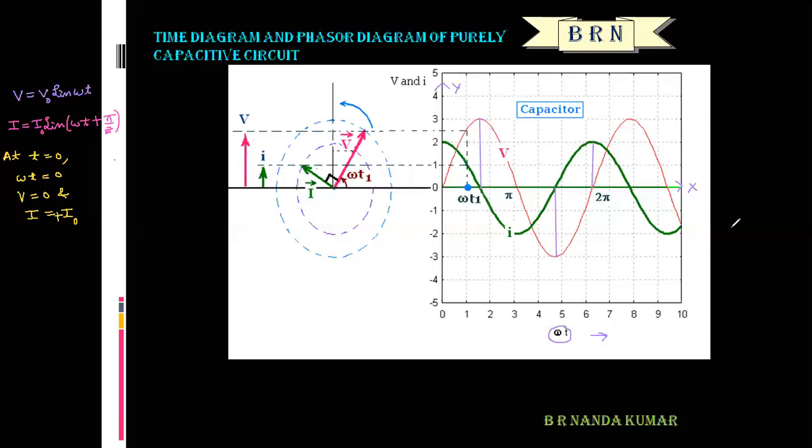Now look at this diagram. At time t is equal to 0, the voltage is equal to 0, but the current is not equal to 0. Current is maximum, it is plus I naught. At time t equal to 0, voltage is 0, but current is plus I naught. Okay, so this is the first phase. Next one.